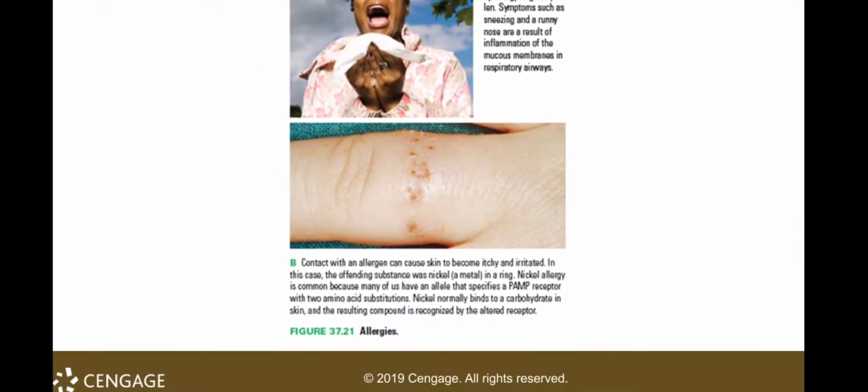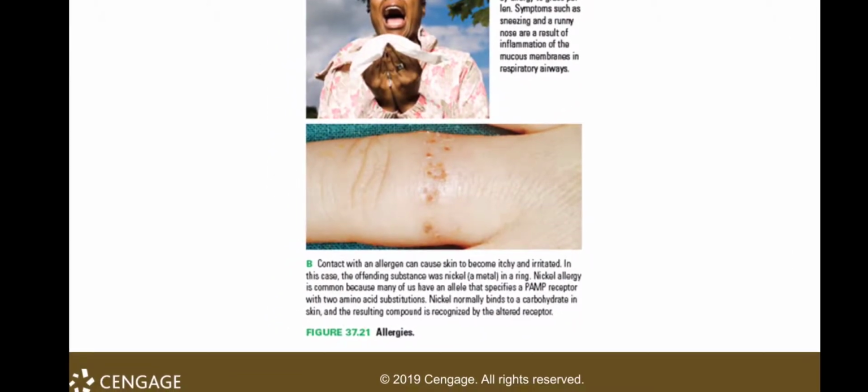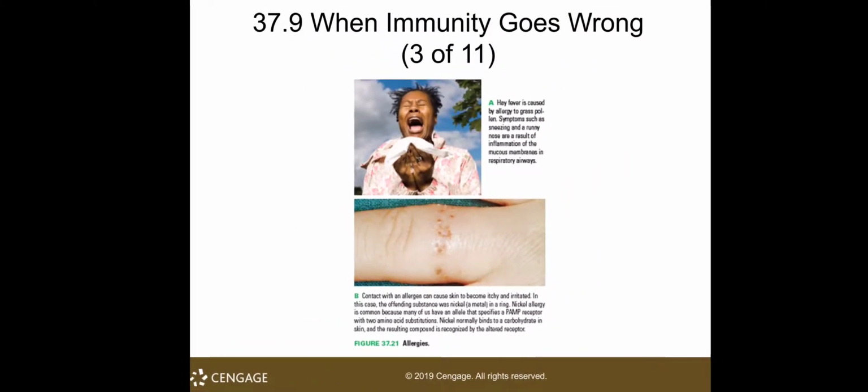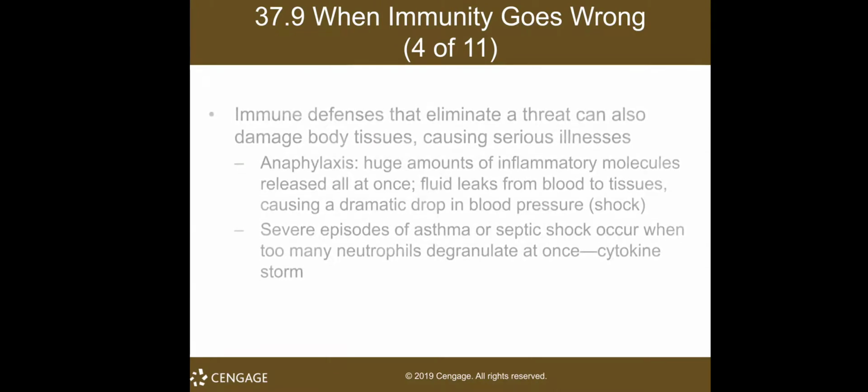And then here is a contact type of allergy. Your skin becomes itchy and swollen. Here is an allergic reaction to a component in the ring. So you have your swollen reactions here in the skin. That's where your cells are mounting a response to a relatively harmless allergen.